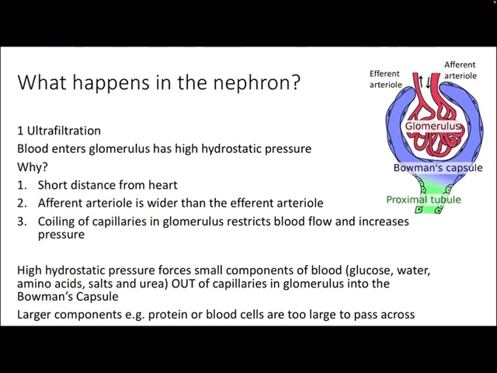This high hydrostatic pressure then will force small components of the blood, the glucose, water, amino acids, salts and urea, out of the glomerulus capillaries into the Bowman's capsule. Larger components such as protein or blood cells are too large to pass across. So the structure allows this filtration to happen.